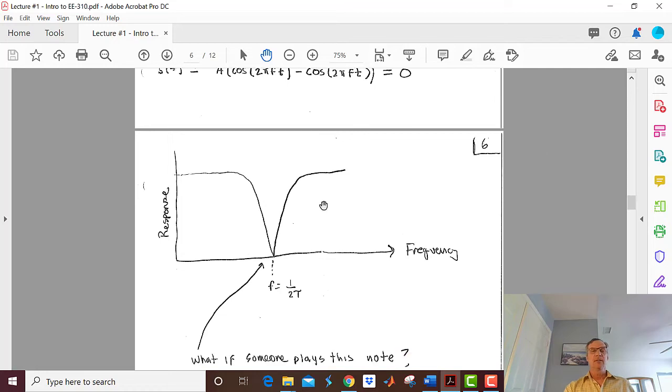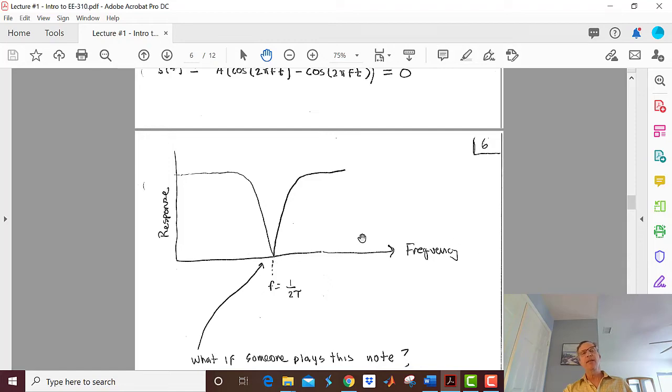So let's look at the frequency response. Just like we did for the airplane, now we're in the audio band. So if the frequency of the sound is some other frequency than the one we just described, you hear the sound, the sine wave, pretty well. But if that sine wave has exactly that frequency, it just disappears.